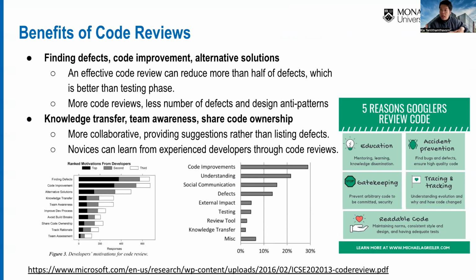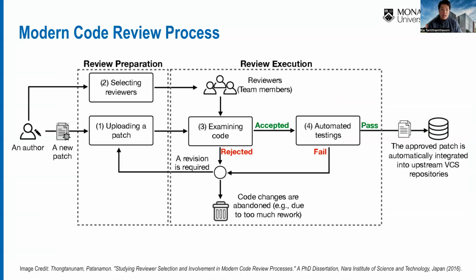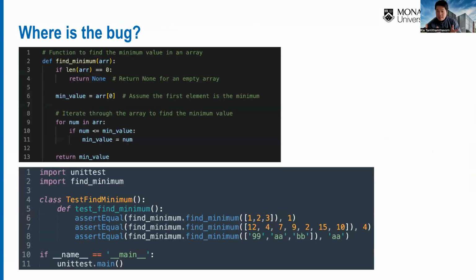Yeah, more collaborative. It will make the team more collaborative as well. You can provide suggestions rather than listing the defects, right? And novice developers, like junior developers, can also learn from the experienced developers through the code review process. Let's say that I'm an expert. You can find a few defects, but if I am an experienced developer, I can discover more, you know? And then you learn as well, oh yeah, we missed this one. Next time in the future, you know what went wrong in the past, and now you can apply that kind of knowledge in the future as well.